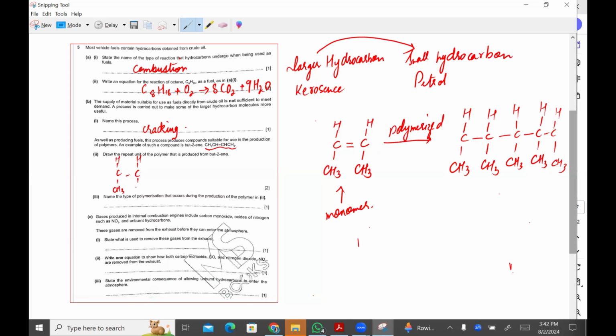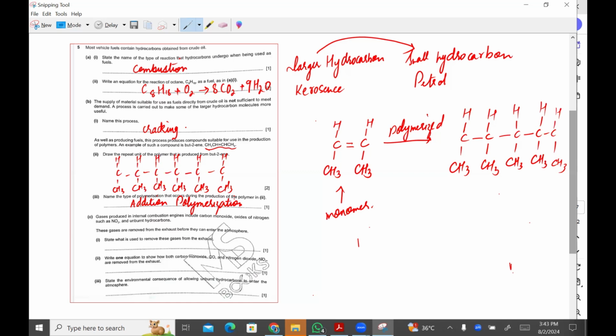Okay, let's move towards the next question. Kindly read out the question. Name the type of polymerization that occurs during the production of the polymer in II. What kind of polymerization is this to be called as? This is called addition polymerization, in which monomers are basically polymerized to form the polymer. Addition polymerization. Is that clear?